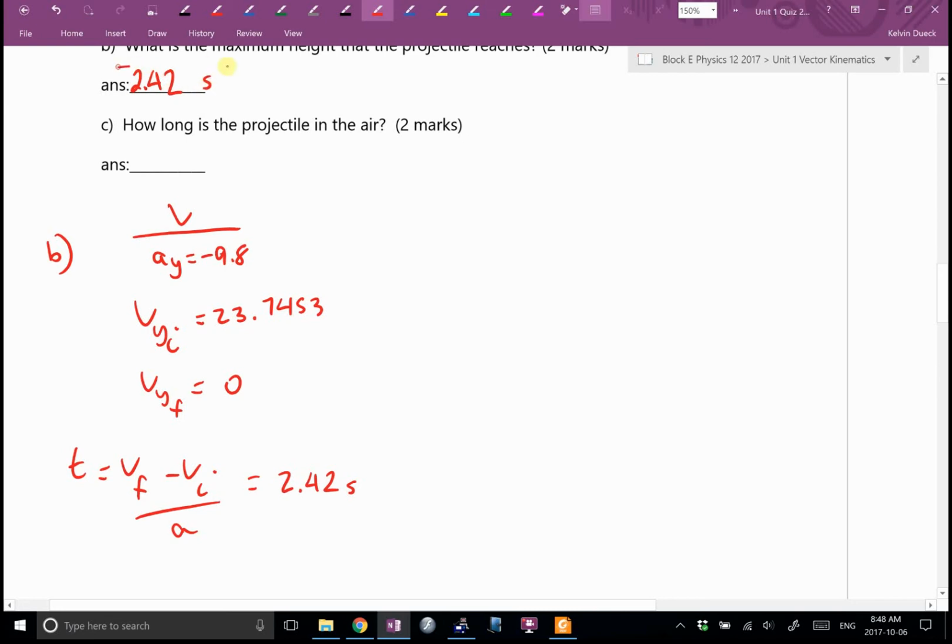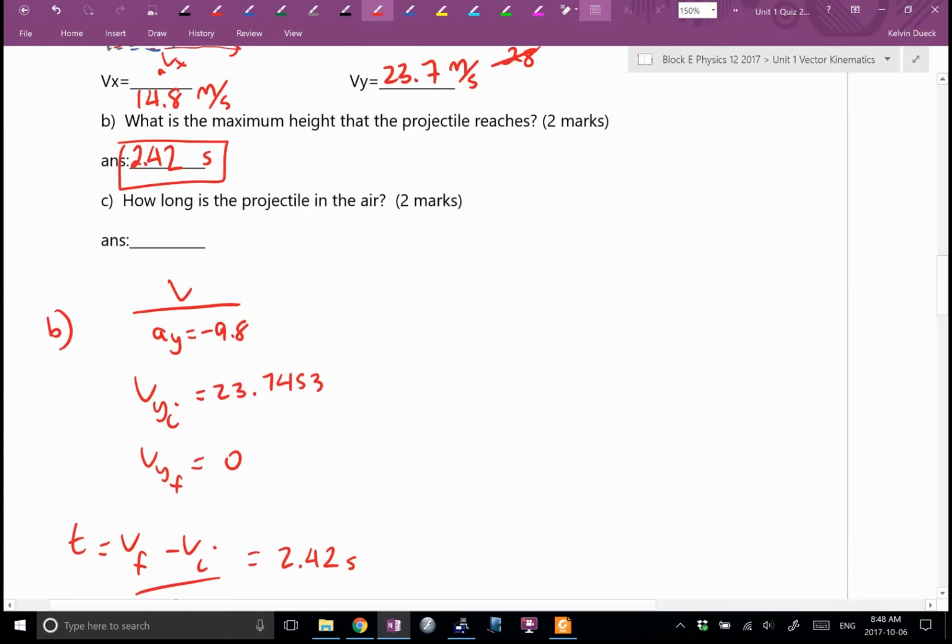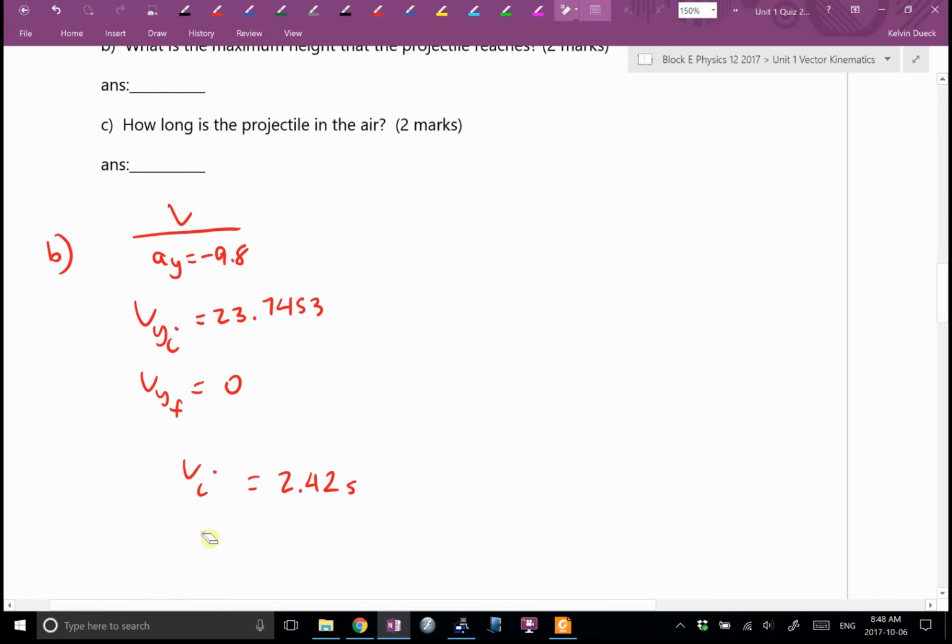2.42 seconds. Is that correct? People nodding? No? Yeah? Oh, I want maximum height, Mr. Duick. Jeez, I'm scrolling down. I want maximum height, Mr. Duick. So you're suggesting I want to find D here.